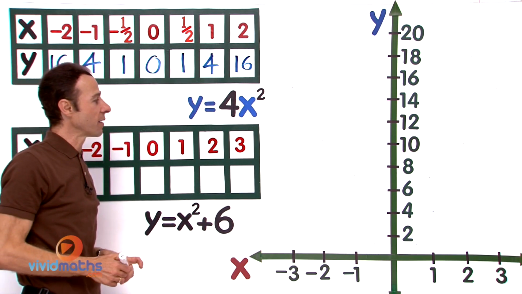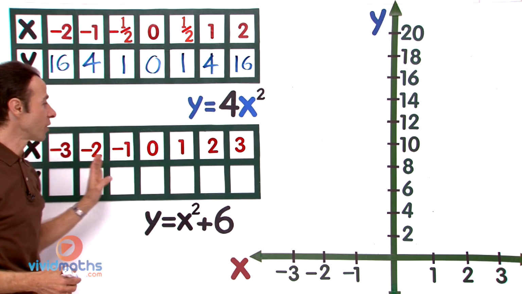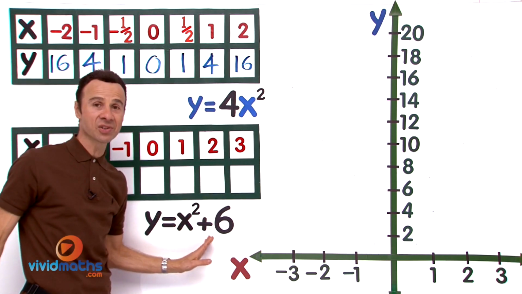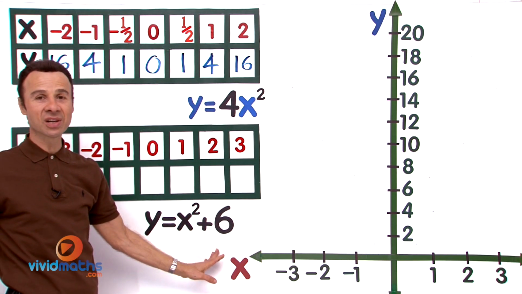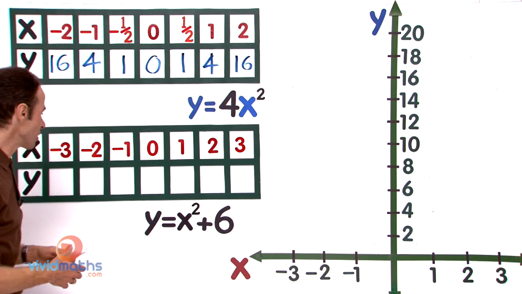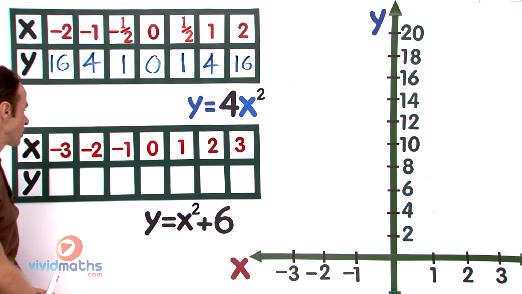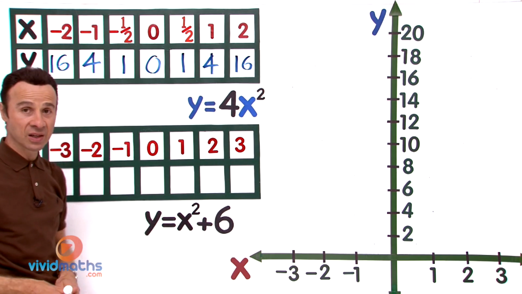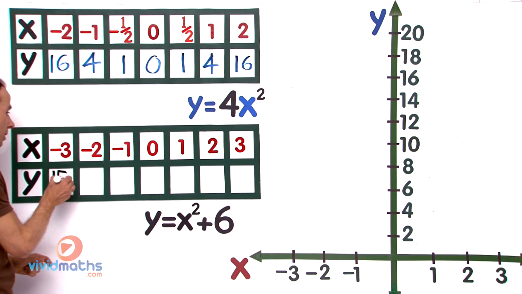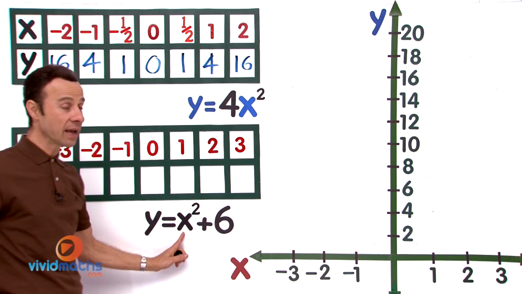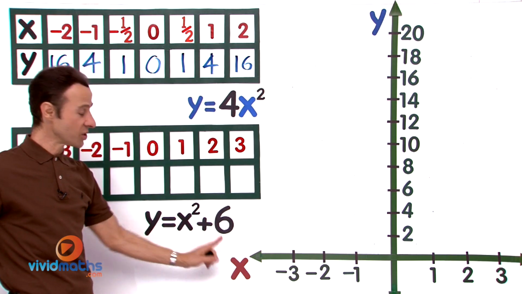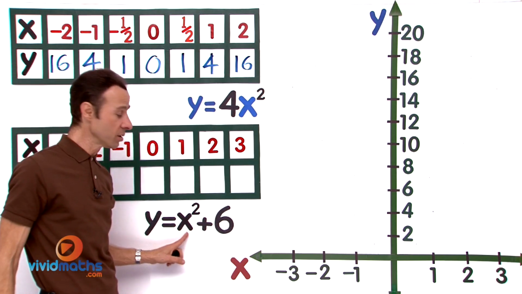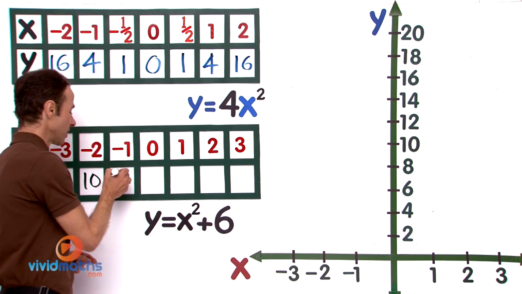Let's go down and get the points for the second table of values from -3 all the way to +3. So the equation this time is x squared plus 6, as I mentioned earlier. We're going to be adding 6 every time we square it. So let's have a look at this relationship here. First of all, we have -3. Let's square that. -3 squared is +9 plus 6 is 15. Okay, the next one is -2. -2 squared is 4 plus 6 is 10. Then we have -1. -1 squared is +1 plus 6 is 7.